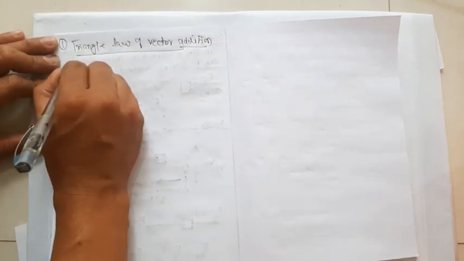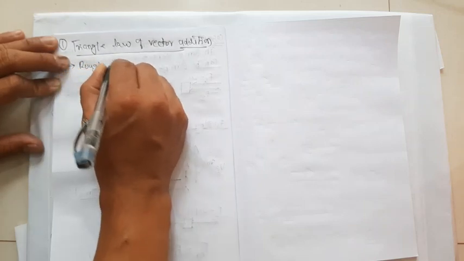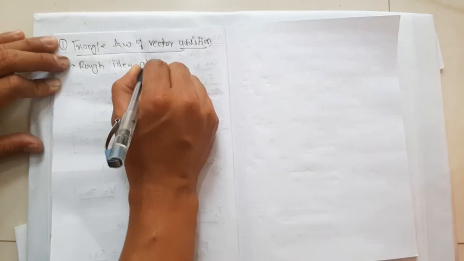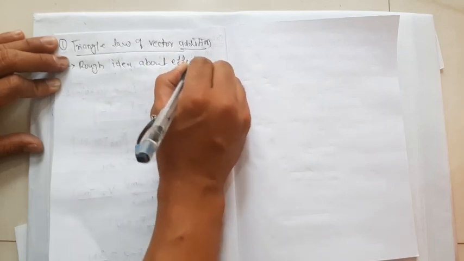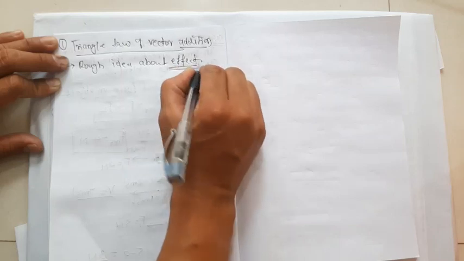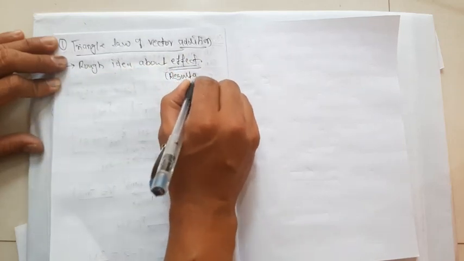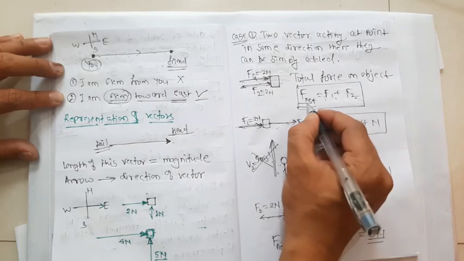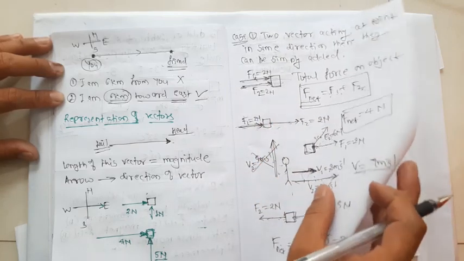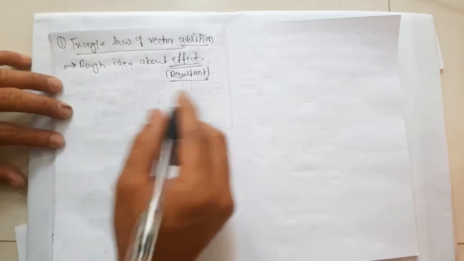This law will give you a rough idea, not perfectly, a rough idea about the total effect. And this total effect is known as the resultant. Unlike here, where we calculated the total force, this is actually the total effect, and this total effect is nothing but the resultant itself. Resultant means the final. So this will give you a rough idea.